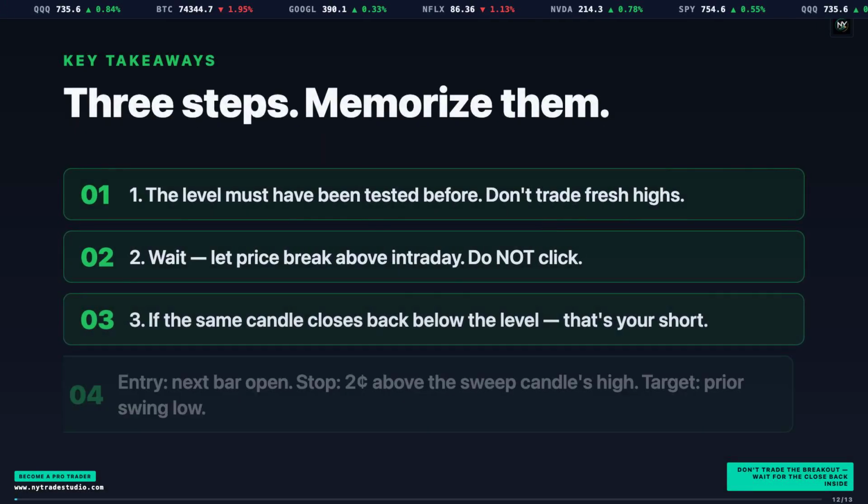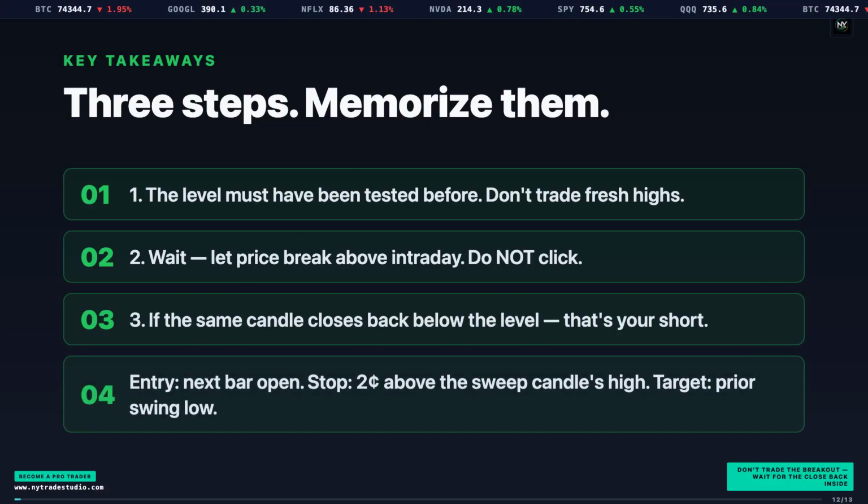Here is your full playbook. Print this. Tape it to your monitor. Step 1. The level you are watching must have been tested at least once before. Do not trade fresh highs that have never been challenged. Wait for a real tested resistance level.